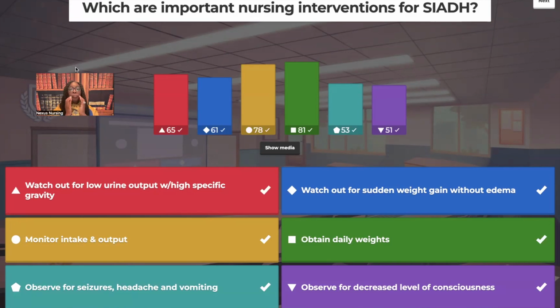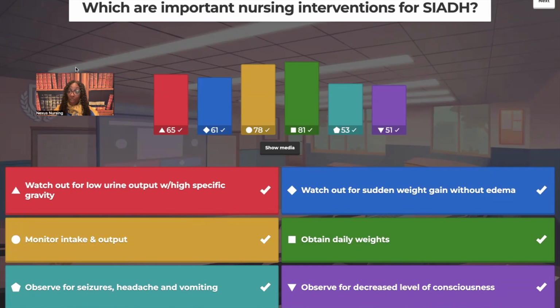With that being said, first one, watch out for low urine output with high specific gravity. Yeah, SIADH, they're not urinating much, but the little bit that they do let go is going to have a high specific gravity. All those solutes have left the blood and went in the urine. True.